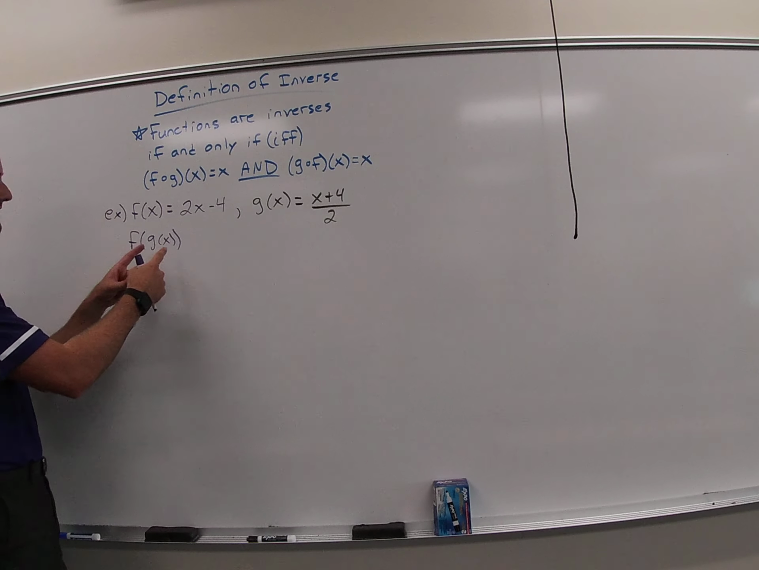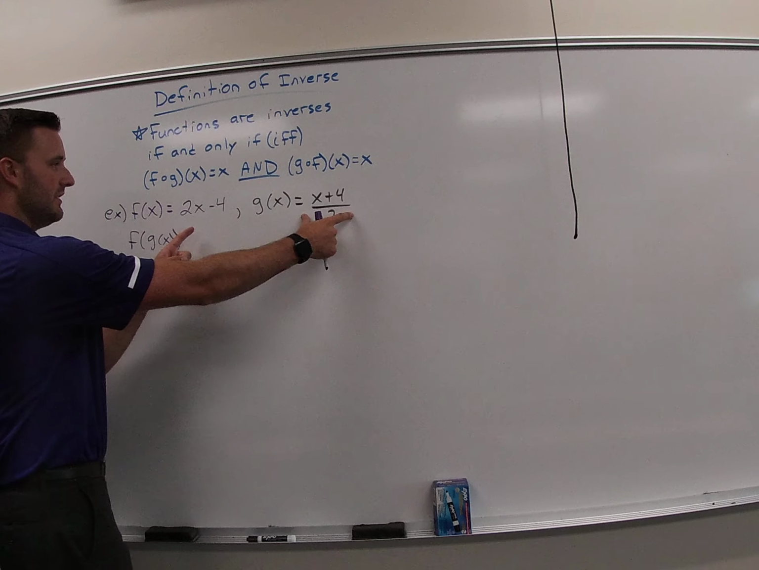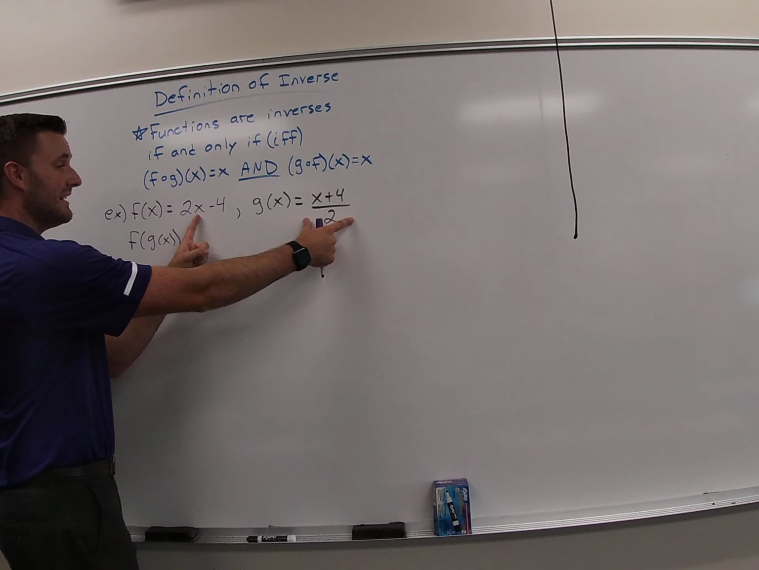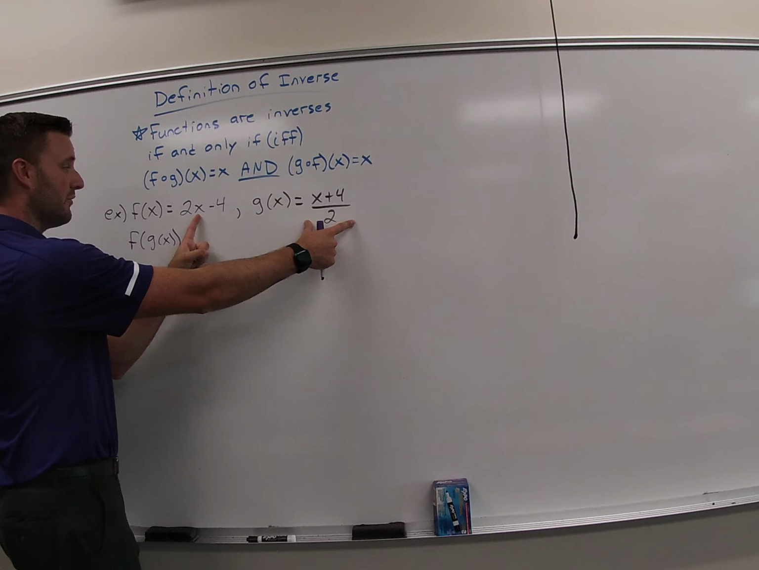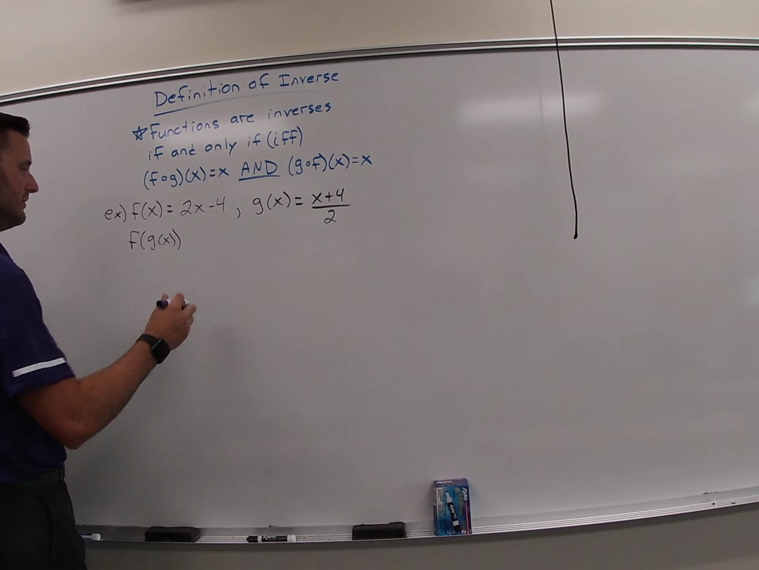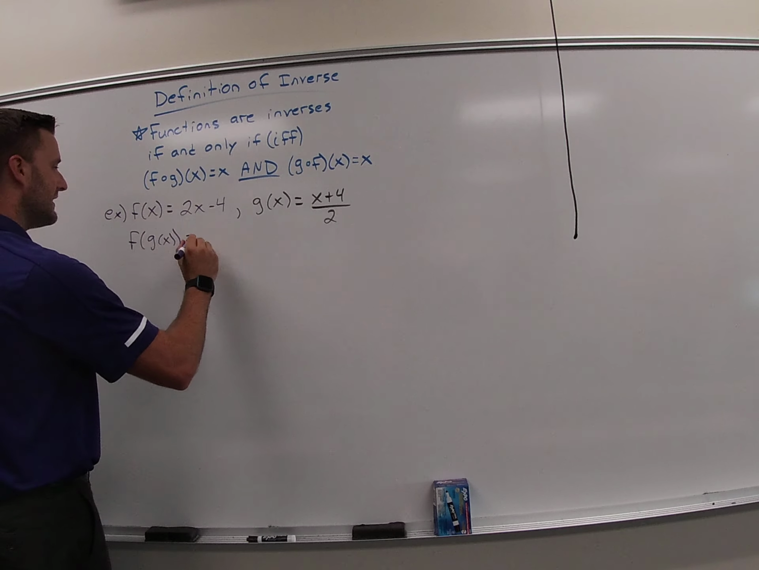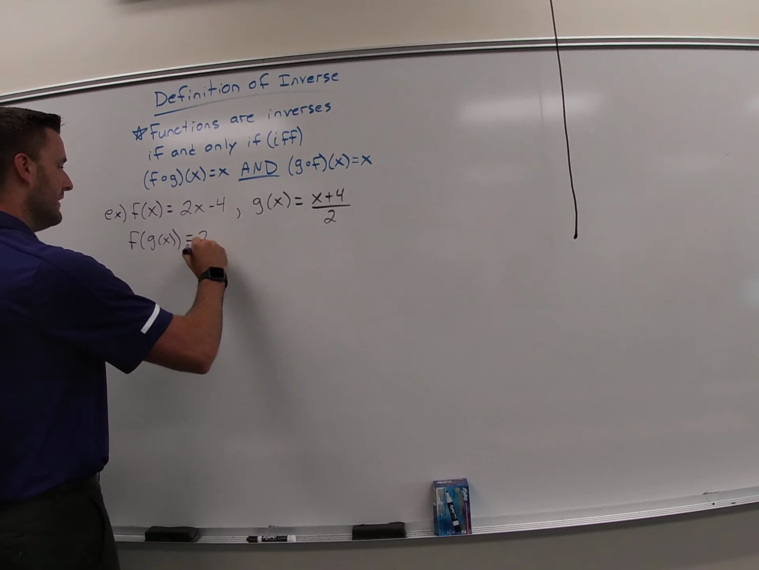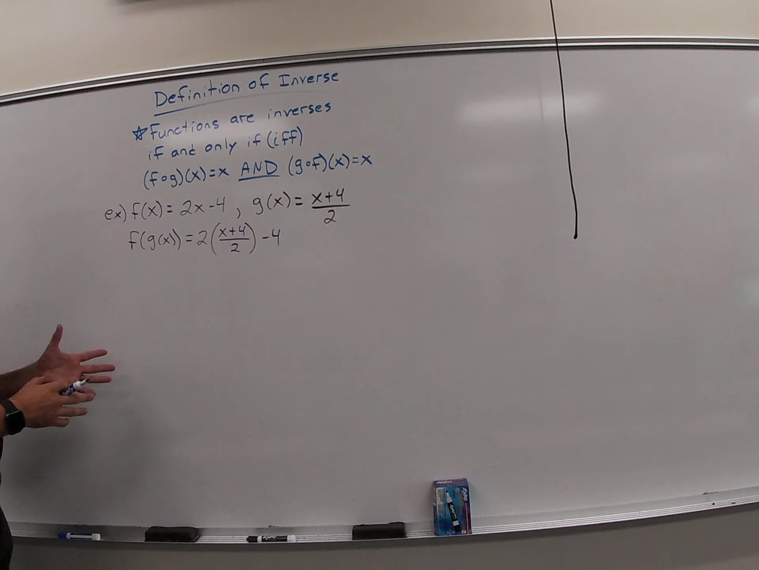So remember, I'm going to take my function g of x, this (x plus 4) over 2, and I'm going to replace that in for x in f of x. Everywhere I have an x in f of x, my outermost function, I'm going to substitute in g of x, my innermost function. So instead of 2 times x minus 4, it's really 2 times g of x minus 4, which is 2 times (x plus 4) over 2, and then minus 4. From here, we just need to try to solve this.